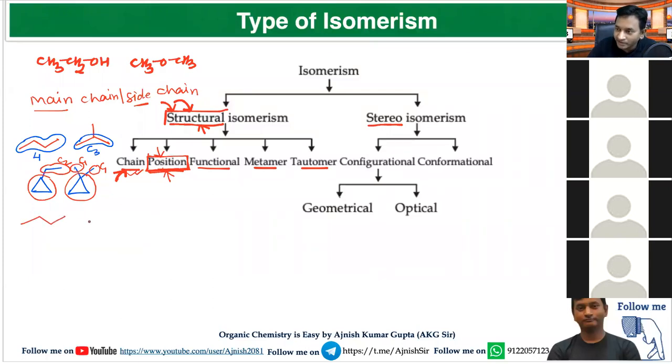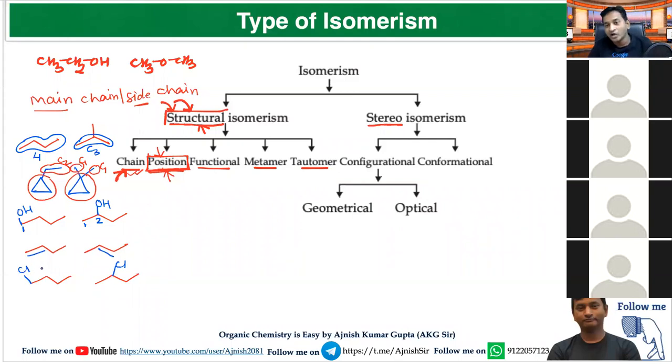Like if I take 4 carbons like this, and 4 carbons like this, if I place the OH group over this carbon, and over this carbon, the position of the functional group here is 1, and here is 2. So there is a difference in position of functional group. If I place the double bond over this position and over this position, there is a difference in position of double bond. It may be a triple bond. If I place Cl over this position and over this position, there is a difference in position of chlorine, a difference in position of substituent.